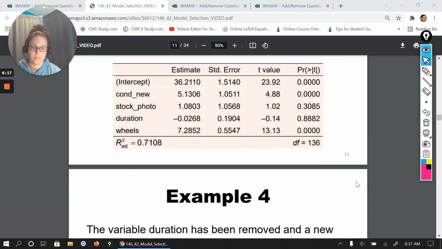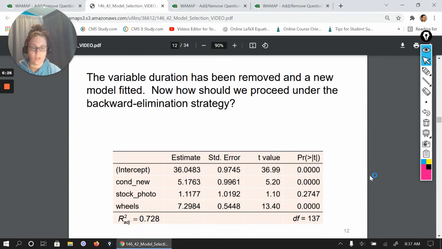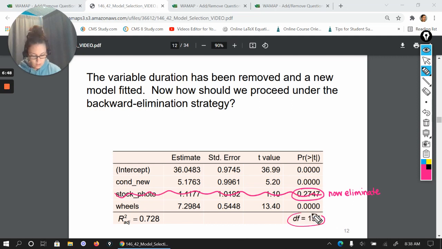Now how should we proceed under the backward elimination strategy? So now we see that the next largest p-value that's bigger than 0.05 is the stock photo, so now we're going to eliminate that one. And you might also notice that our degrees of freedom increased by 1 because we had decreased our number of groups by 1.